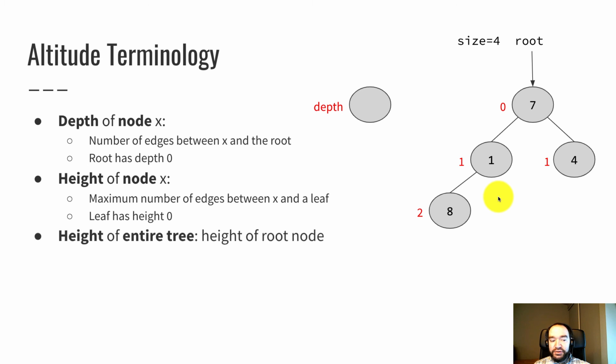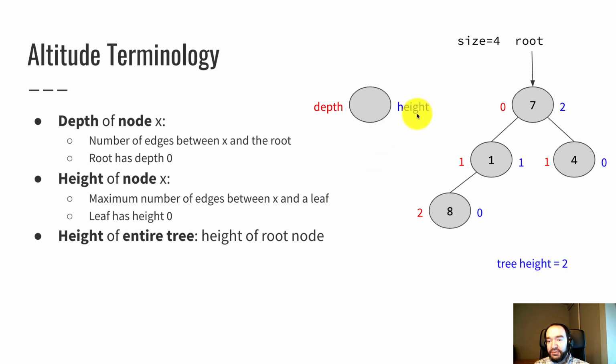And for the other nodes, the height is the maximum number of steps it takes to get from that node to a leaf. The height of the entire tree is the height of the root node. So sometimes we say the height of a node, and that's defined as that maximum path length. The height of a tree, the entire tree, is whatever the height of the root node is. So I'm going to draw those in on my example here.